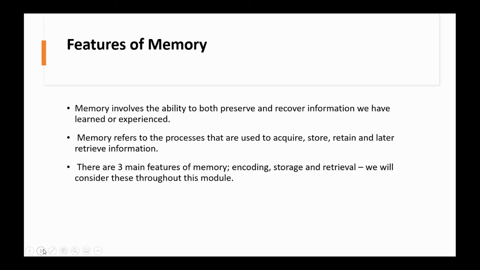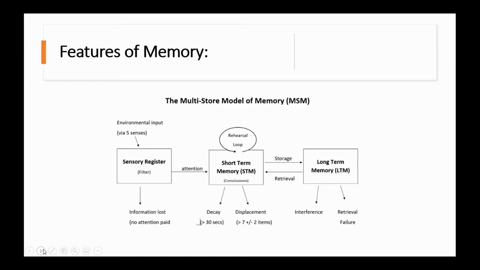Memory involves keeping, storing, and recovering information. So we look at the acquisition of information, we look at storage, and we look at the retrieval of information. So we look at encoding, we look at storage, and we look at retrieval. You could be asked about research into these features.